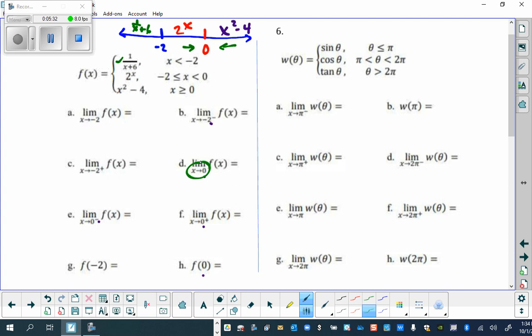So when I put 0 into 2 to the x, as I'm approaching 0, I get 2 to the 0, and that is equal to 1. Anything to the 0 power is 1. When I come over here, I have 0 squared minus 4, so that's going to be negative 4 as I'm approaching from the positive. So this is from the left, and this one is from the right. And as you can see, these values don't match. So when somebody asks me what is the limit, I'm telling you it doesn't exist because they don't meet up at the same place. What else you got?